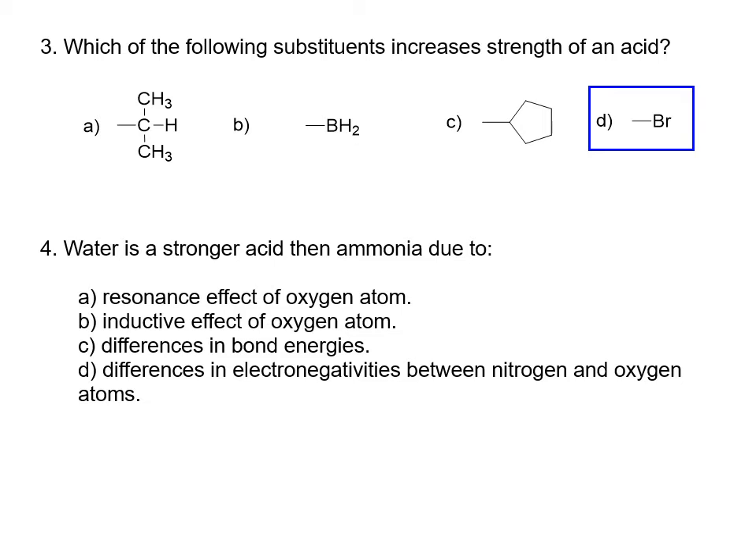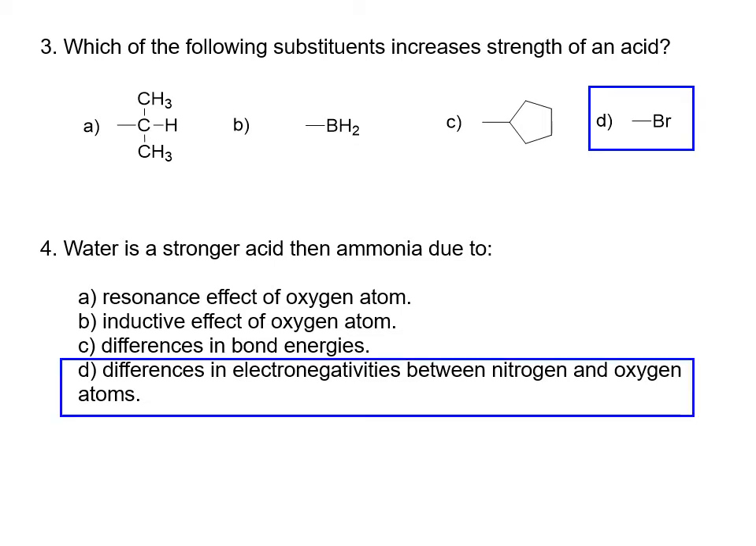Finally, D, differences in electronegativities between nitrogen and oxygen atoms. That's the correct answer, because a more electronegative atom will result in a conjugate base that better tolerates negative charge and is more stable, therefore a weaker conjugate base. That means ultimately then a stronger acid. So D is the correct answer here.